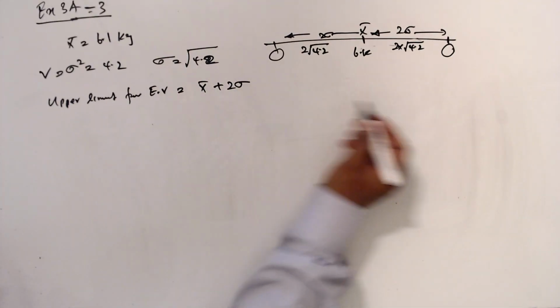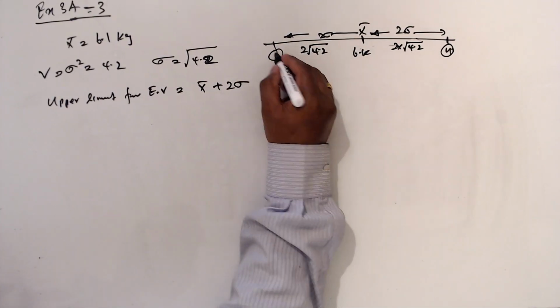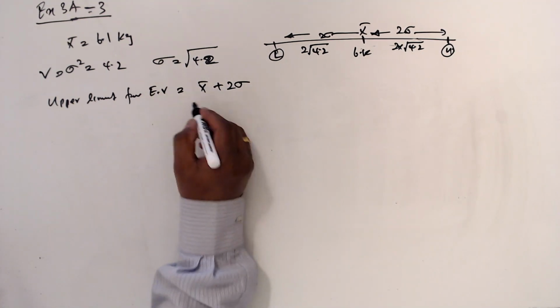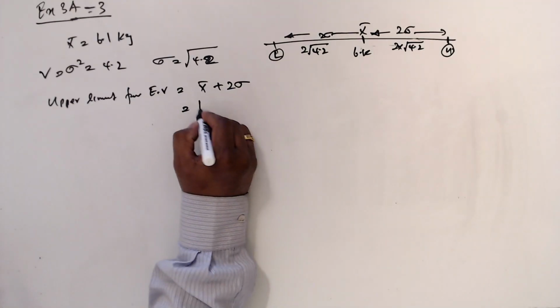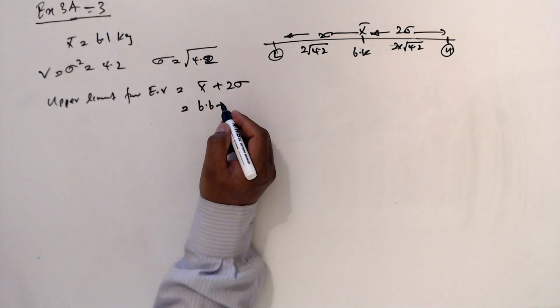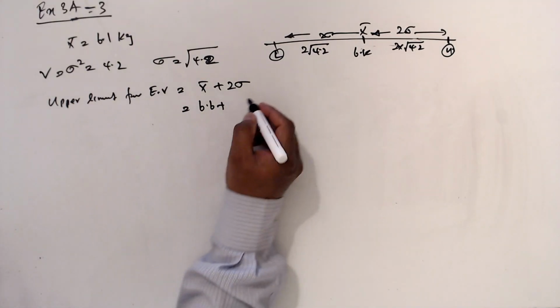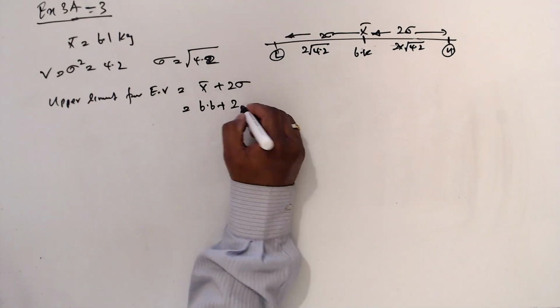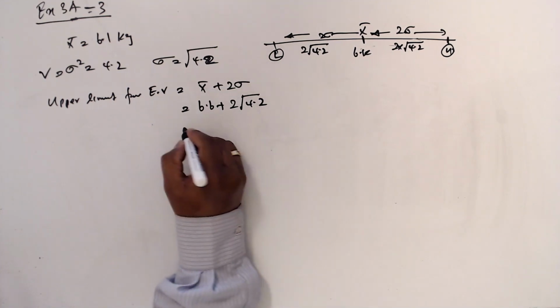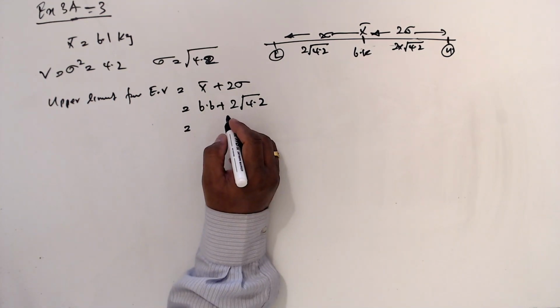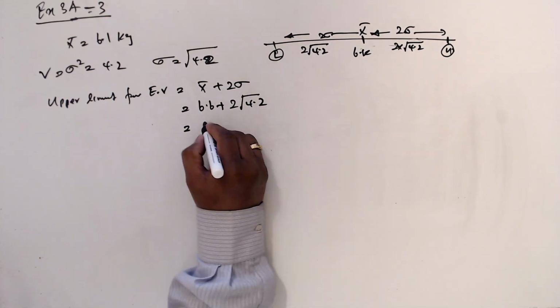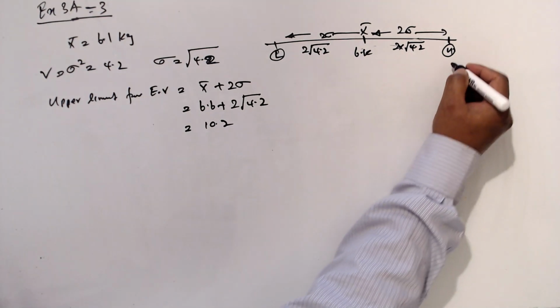So this is upper, this is lower. So upper is x bar 6.1 plus 2 times square root 4.2. So this value is going to be 10.2. So this is 10.2.